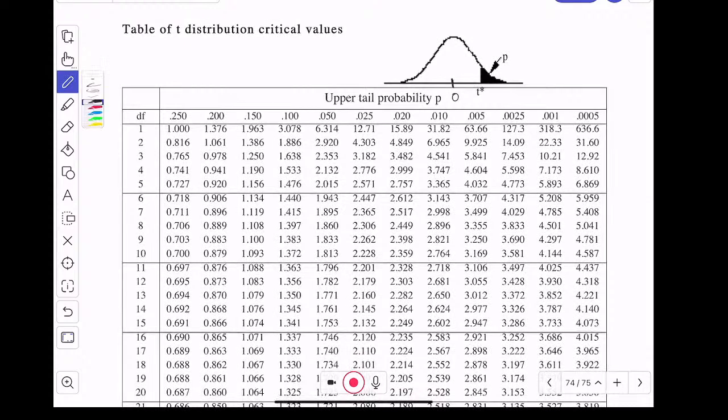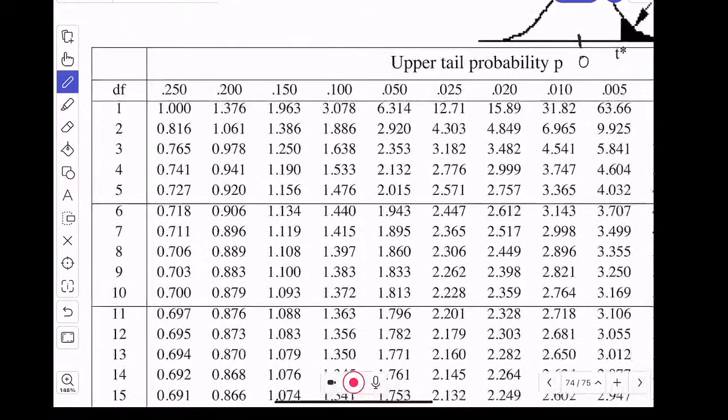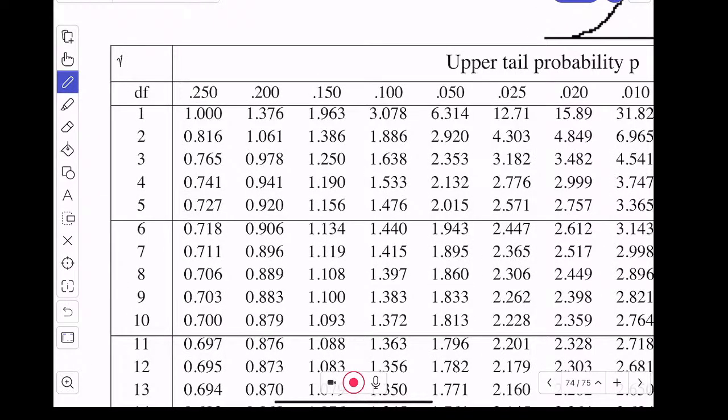So it turns out that, remember our discussion of degrees of freedom earlier on. Degrees of freedom is equal to n minus 1, the sample size minus 1. So you have to have at least 2 observations to create a T distribution. So this is n of 2, degrees of freedom 1.